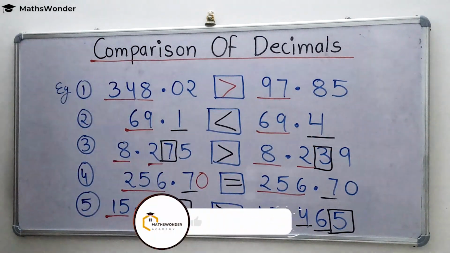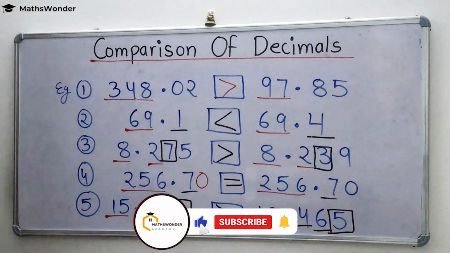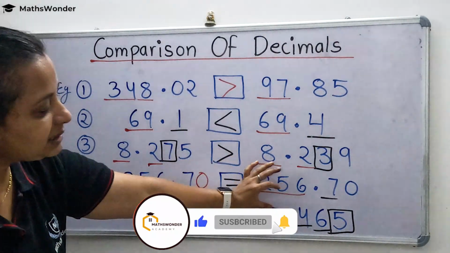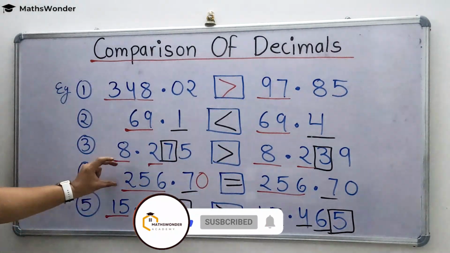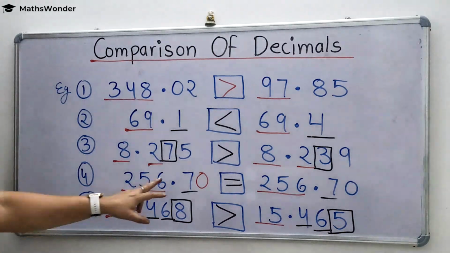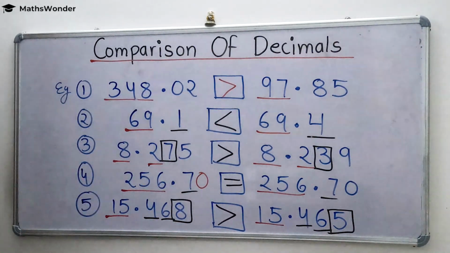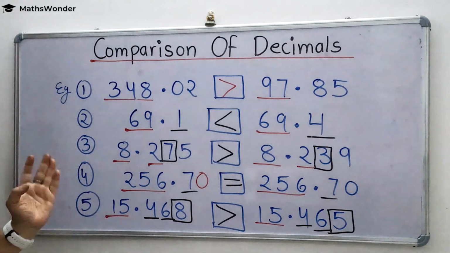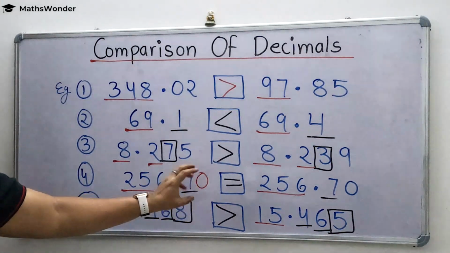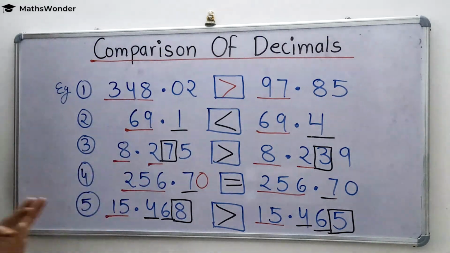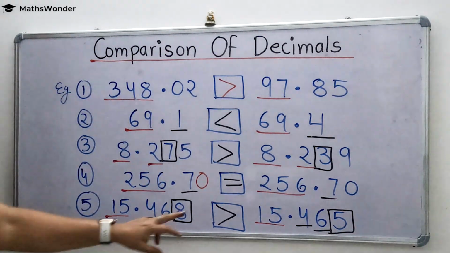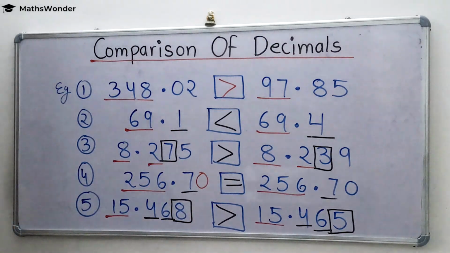Understood? This is the third rule. Fourth, if on both sides the whole part is the same and the tenths part is the same, but they are unlike decimals, you can add 0 as much as required and then compare easily. When we add 0 here, we can see both sides have exactly the same value, exactly the same numbers. So they are equal. There is no bigger one.